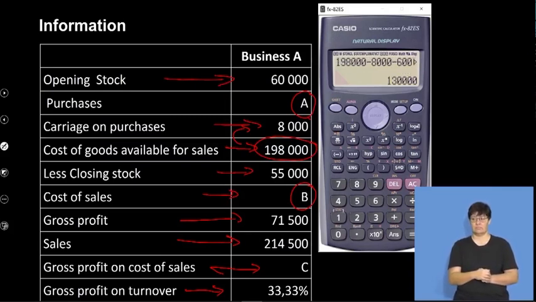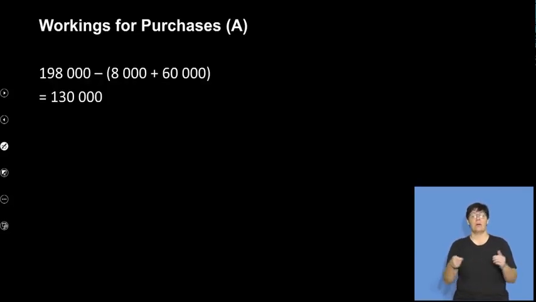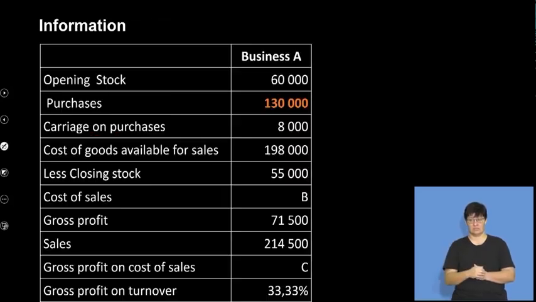And that will be equal to 130,000. So my missing figure here will be my purchases figure of 130,000. In other words, if you now look at it here, you can clearly see, and let me show you this operation so that you know what I'm talking about. Watch, 60,000 plus the 130,000 plus the 8,000 will give me 198,000.